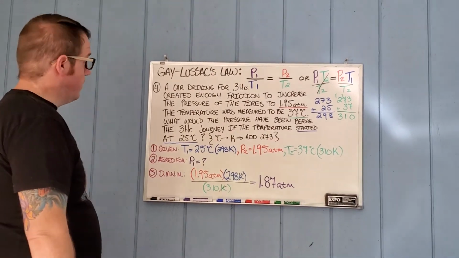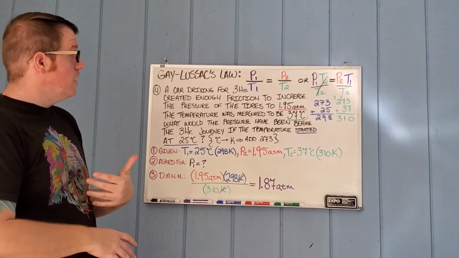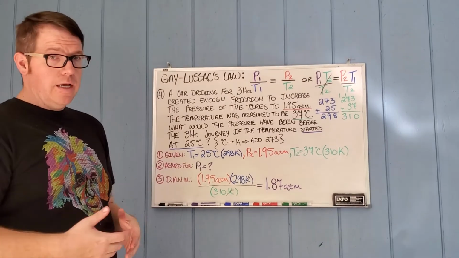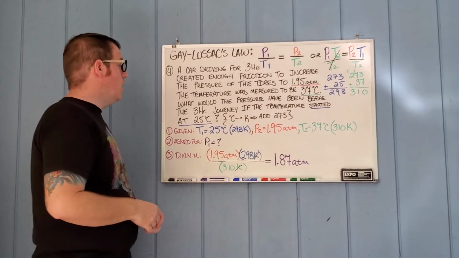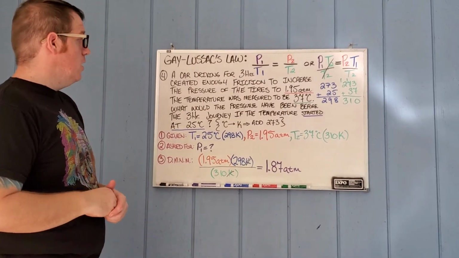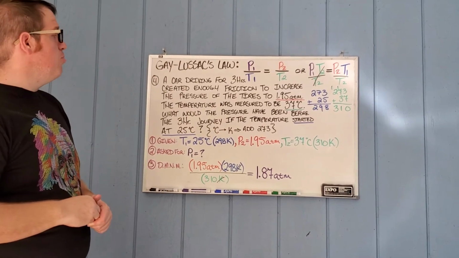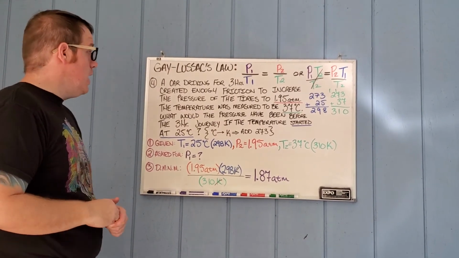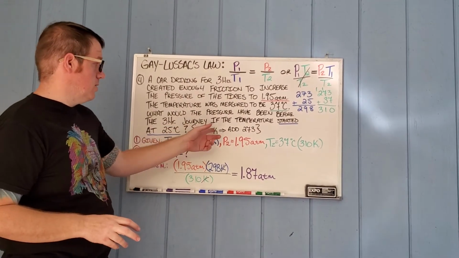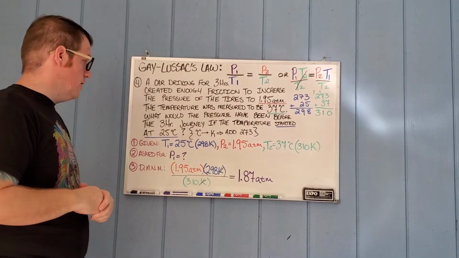Alright guys, so fourth and final question for Gay-Lussac's law. A car driving for 3 hours has created enough friction to increase the pressure of the tires to 1.9 times ATM. The temperature was measured to be 37 Celsius once we got out of the car after the drive. What would the pressure have been before the 3-hour journey if the temperature started at 25 Celsius? So again, we have to remember when we're converting Celsius to Kelvin, we add 273.